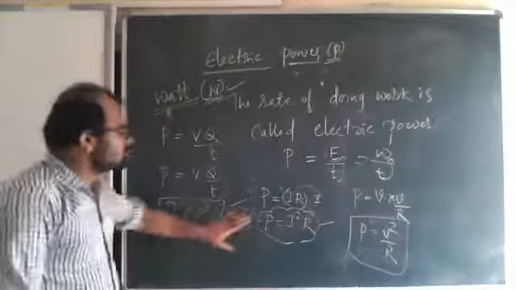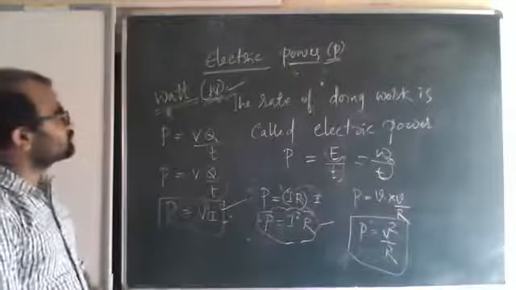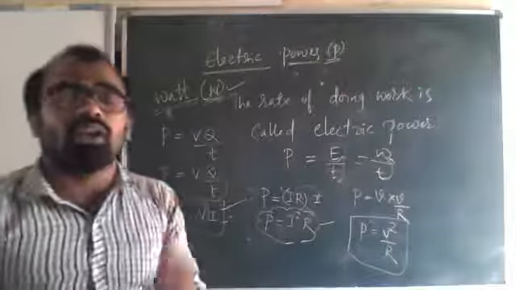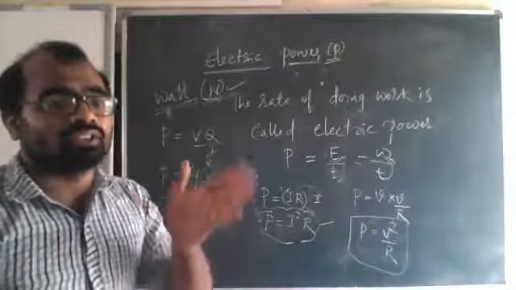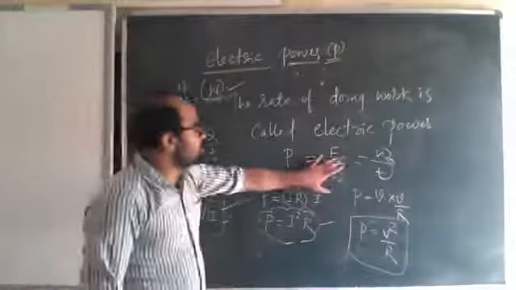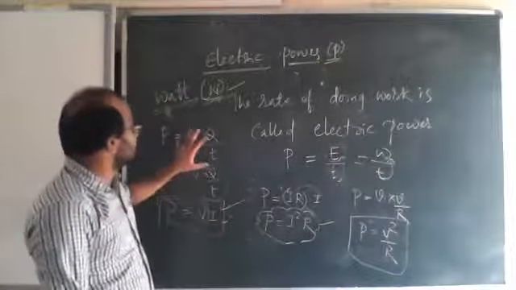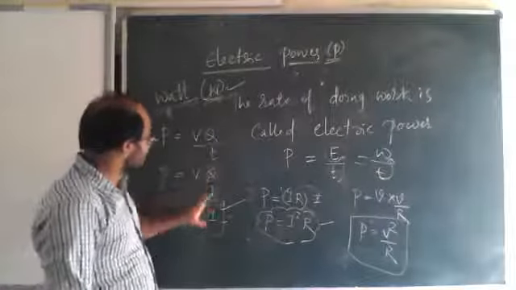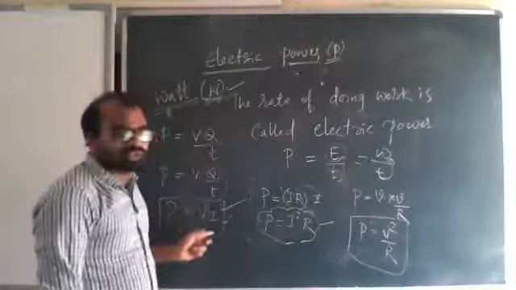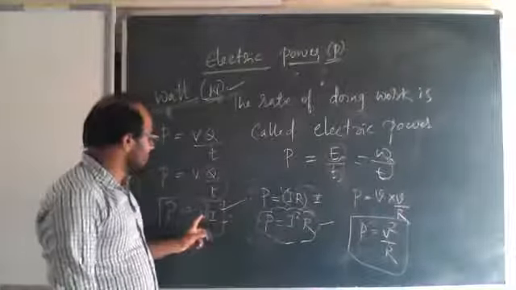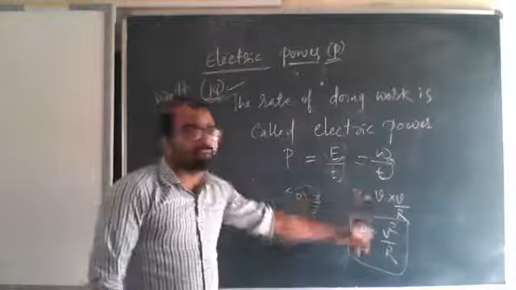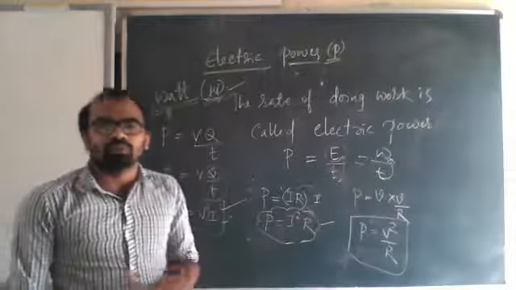Before that, I hope all of this is clear with power. The rate of doing work is called electric power. If you write on the definition basis, P equal to E by T. E is equal to VQ, so I can put VQ by T. Q by T is nothing but I. So P equal to VI. In place of V, I can put IR by Ohm's law, so P equals I square R. In place of I, I can put V by R, so V into V by R, V square by R.